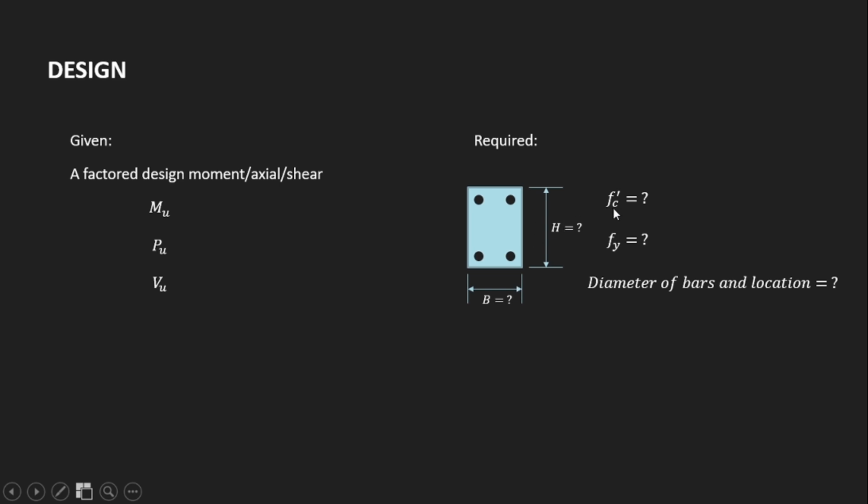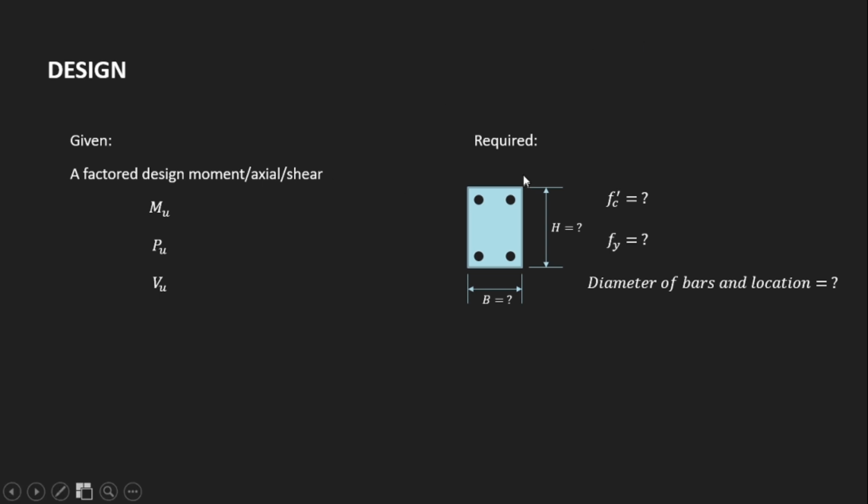Ano ba yung gagamitin natin na Fc prime? Anong class mixture niya? Anong pagkakahalo? Ano ba yung Fy natin or the yield strength of steel? Kasi itong Fy, given na yan sa manufacturer. So, bibili lang tayo and may designated Fy na talaga yan.